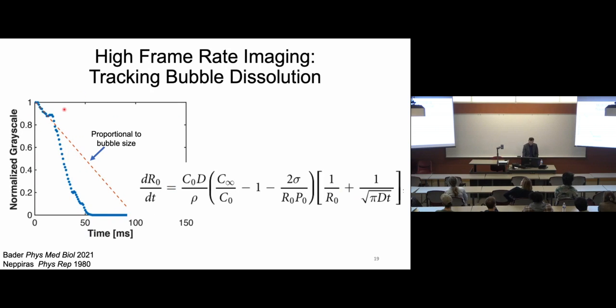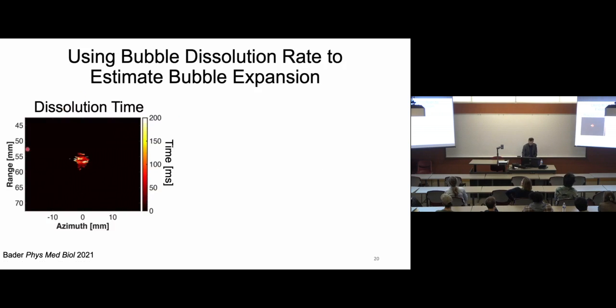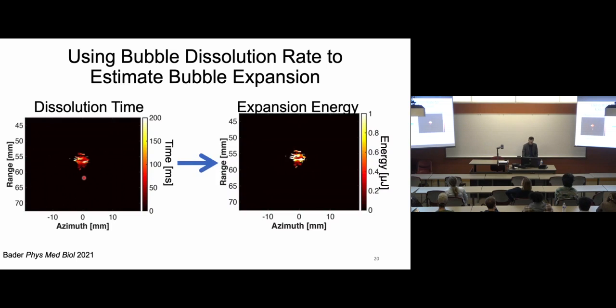We've been taking data sets like this. We've been fitting that to that equation. And so based off of the estimated dissolution time, we can therefore estimate the expansion of the bubble and therefore the amount of energy that was imparted to the tissue. And so that's an example of that shown here. So this is anywhere where you see a color map here. It's indicative of the dissolution time and then the corresponding estimated energy imparted pixel-wise to the tissue.